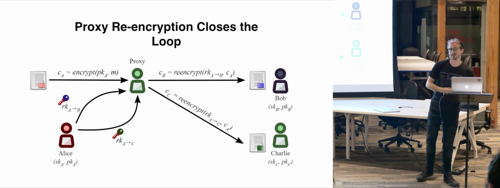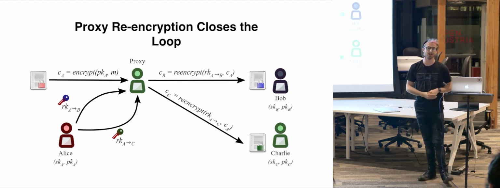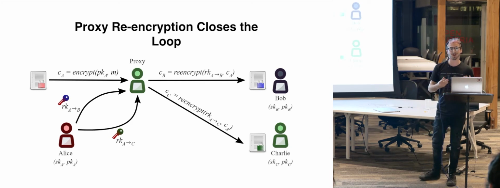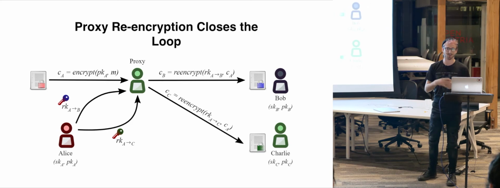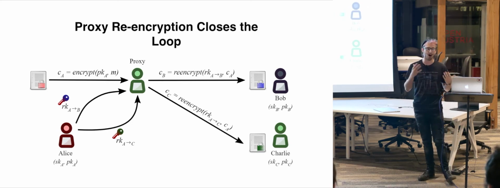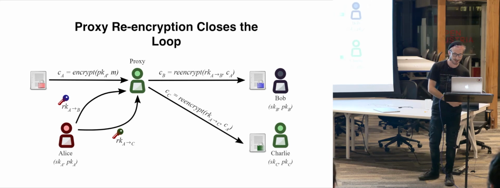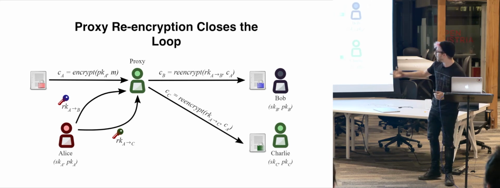These re-encryption keys, there are different schemes for this. Currently, we use something called Umbral, which I'll go into more, which is the threshold variant. But there is some earlier research. There is prior research and prior literature on the exact schemes that we use. But yeah, it's very simple.